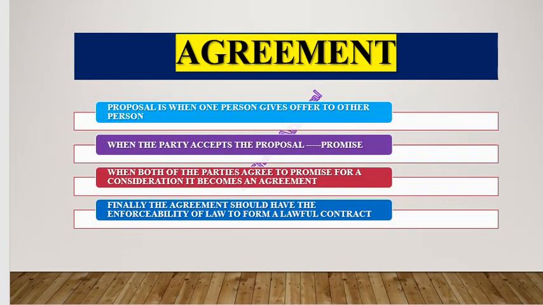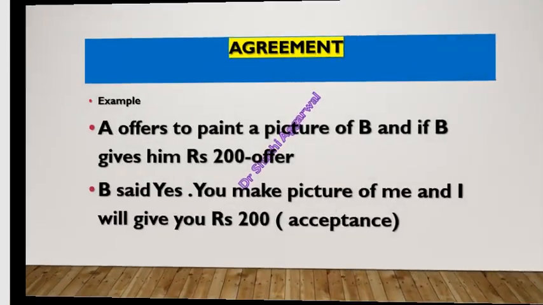So agreement means proposal, when one party makes an offer to the other party. When the other party accepts the proposal, then it becomes a promise. When both of the parties agree to promise for a consideration, it becomes an agreement. Finally, the agreement should have the enforceability of law. Then it becomes a lawful contract.